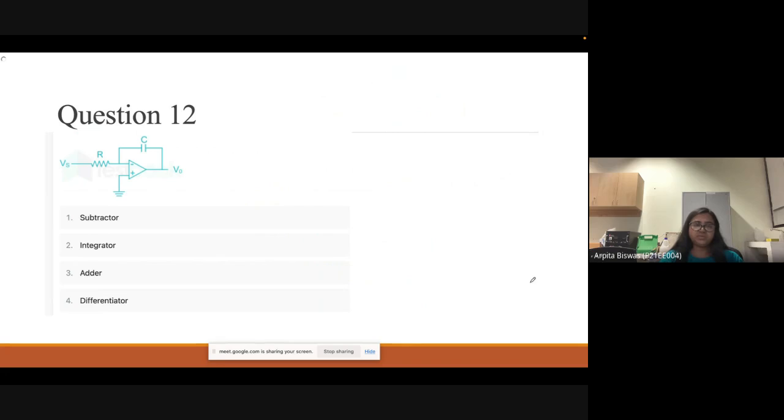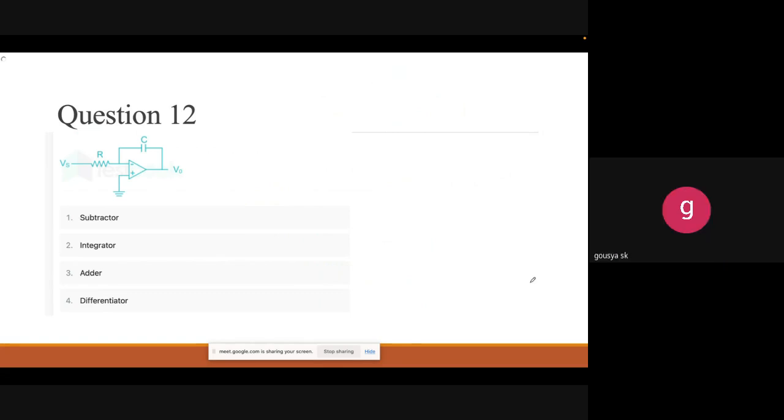So this is question number 12. This circuit represents the subtractor, integrator, adder, or differentiator. I think this is a very basic question, and in the previous question you also gave the right answer. So this circuit represents subtractor, integrator, adder, or differentiator? Integrator. Yes.